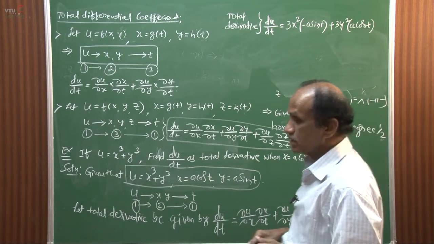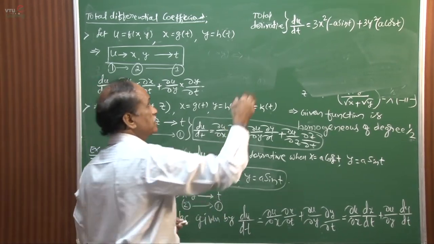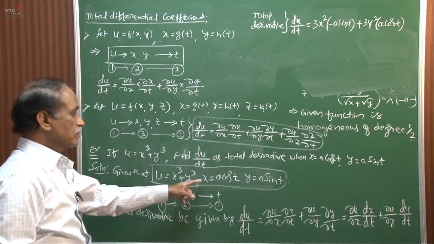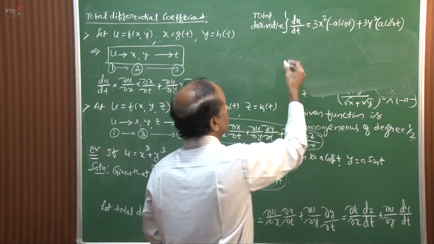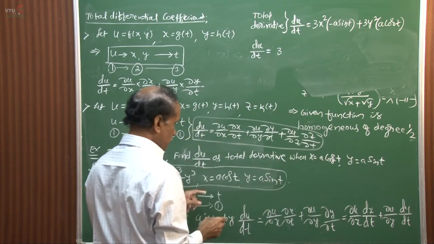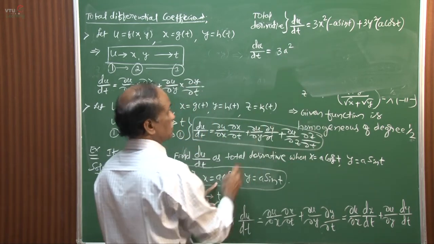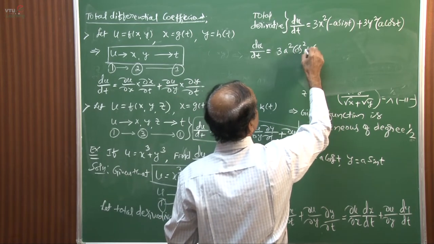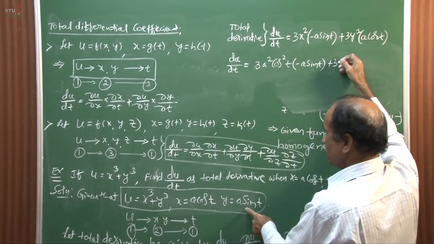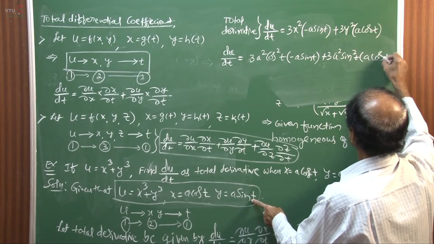This is what the step explains, but it is not the final answer because you have to write the answer for u with respect to t only by removing this x and y. How to remove? Substitute these values x and y which are given in terms of t. Therefore, du by dt is equal to 3 times x square. What is that x square? It is a square, here a cos t, into cos square t into minus a sin t, one term, plus 3 times a square sin square t into a cos t.